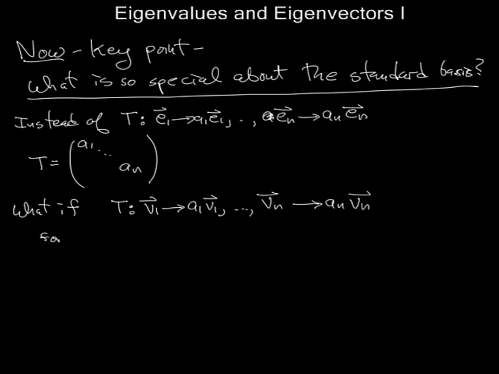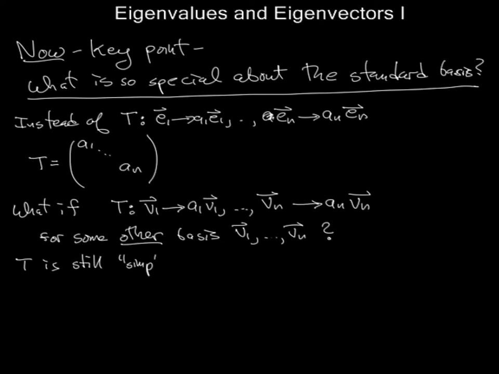Well, there certainly are such things. And in a lot of ways, they're just as simple as an ordinary diagonal matrix. It's just you have to think about this other basis. That is to say, T is still a simple operation. It's stretching or contracting in these different directions.